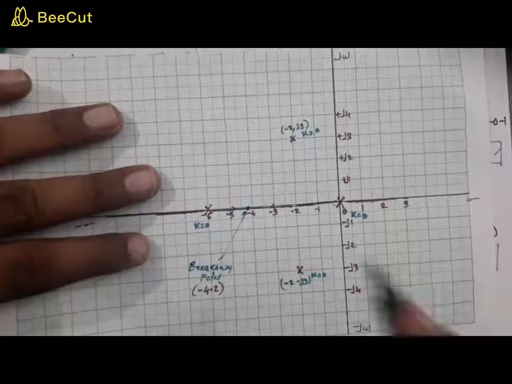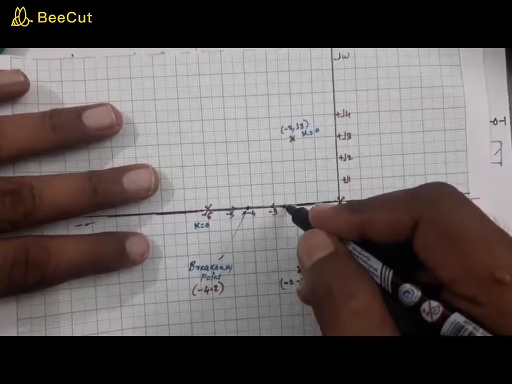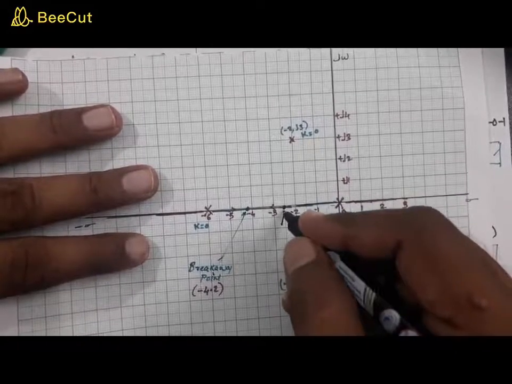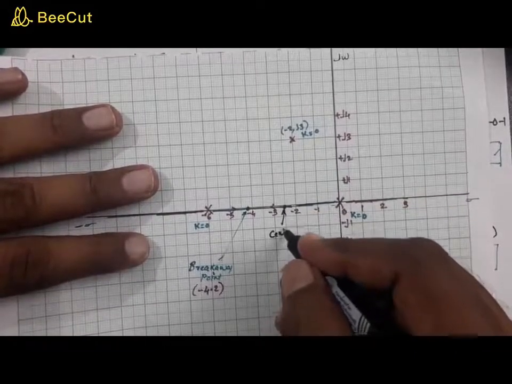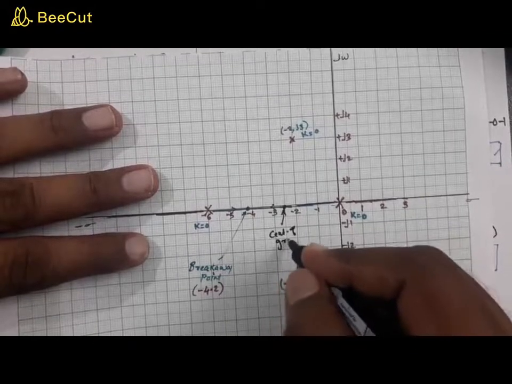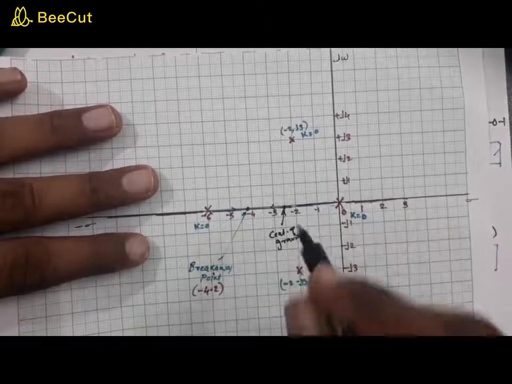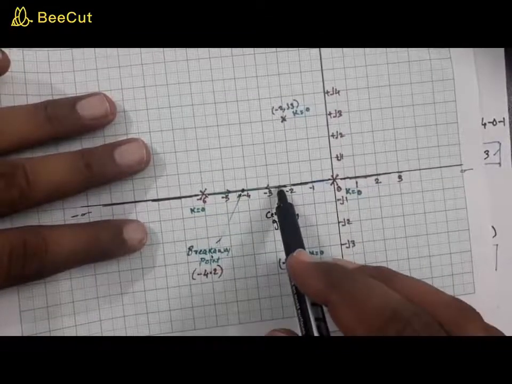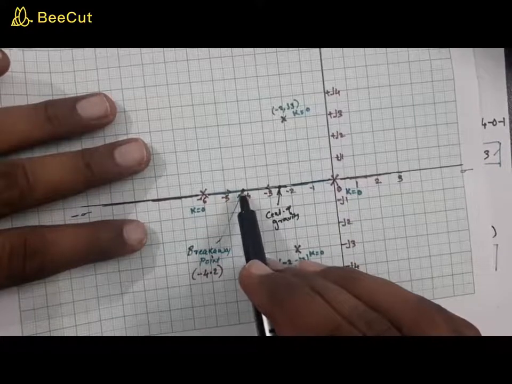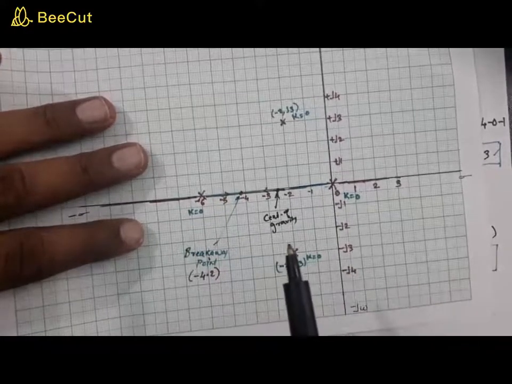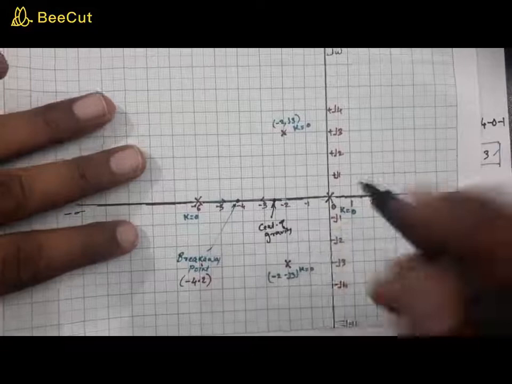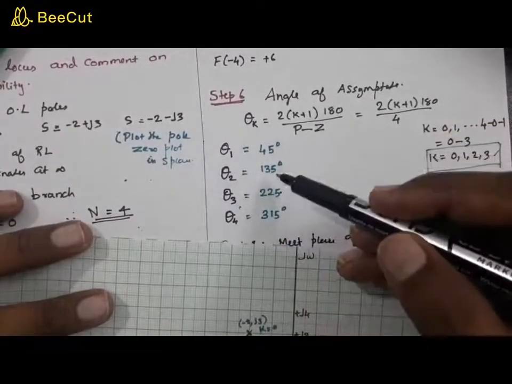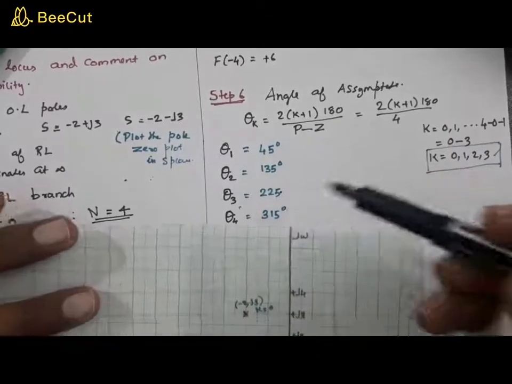Okay. Now look at this. Here you have the point minus 2.5, which you will call the center of gravity. Now in this case, again, as we did in the previous problem, the center of gravity is a point different from the breakaway point. Now using this center of gravity, you need to draw the asymptote at the angles 45, 135, 225, and 315.